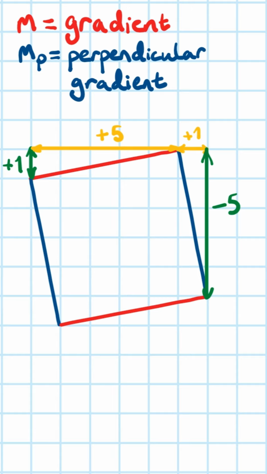We now calculate the gradient for the red lines. The change in y is plus 1, and the change in x is plus 5. This leaves us with 1/5.